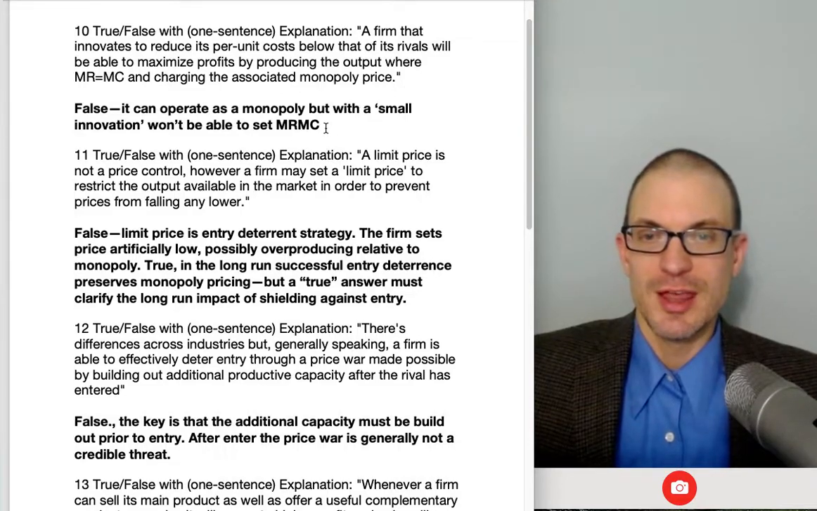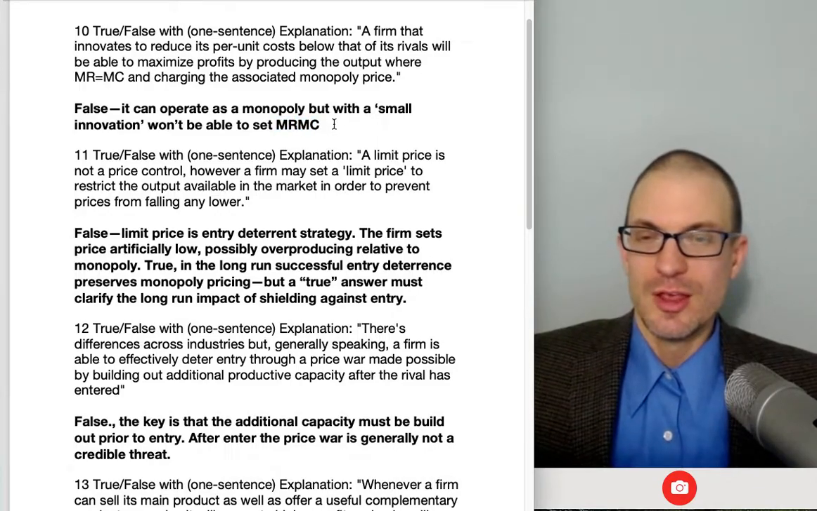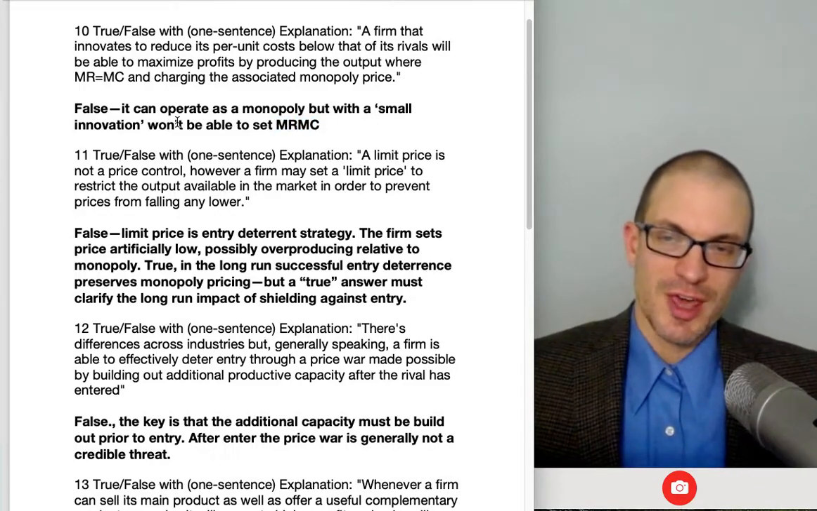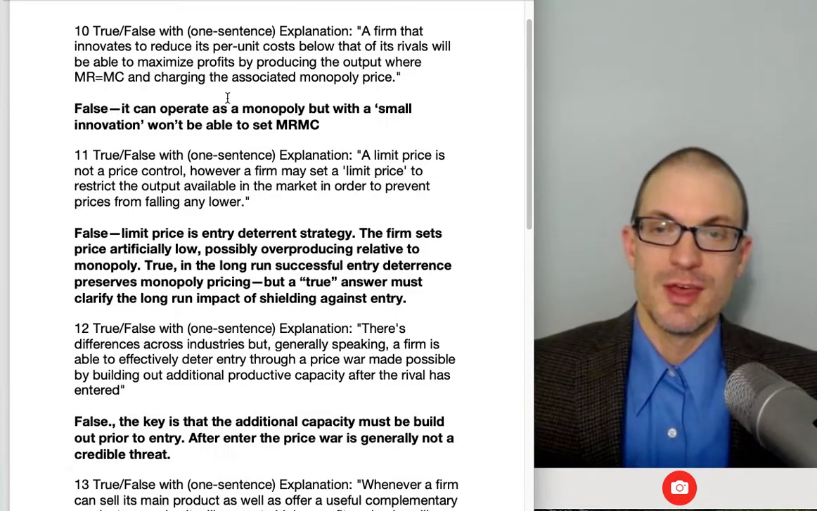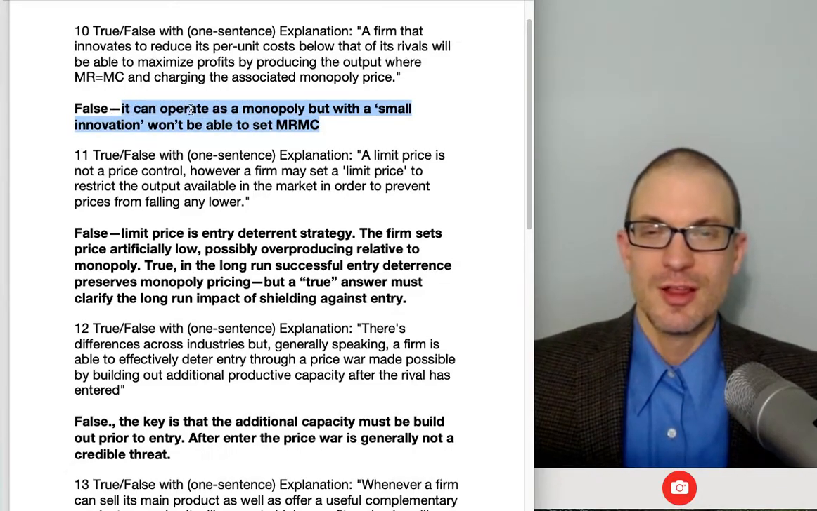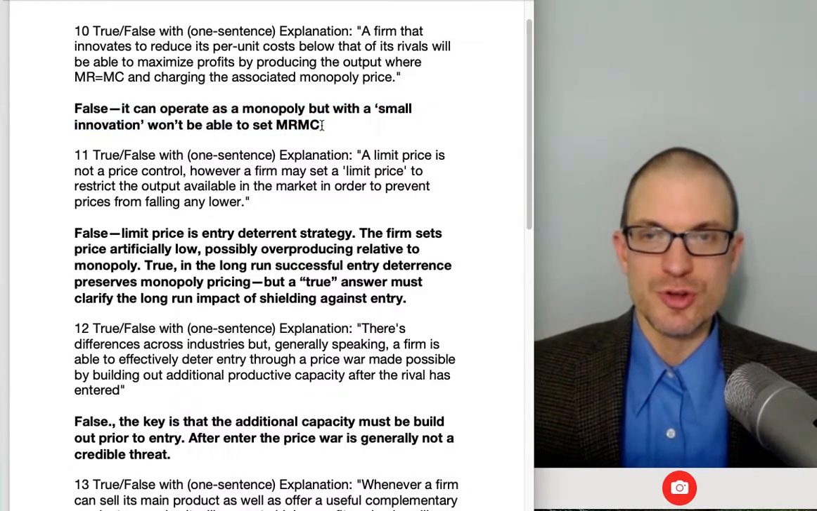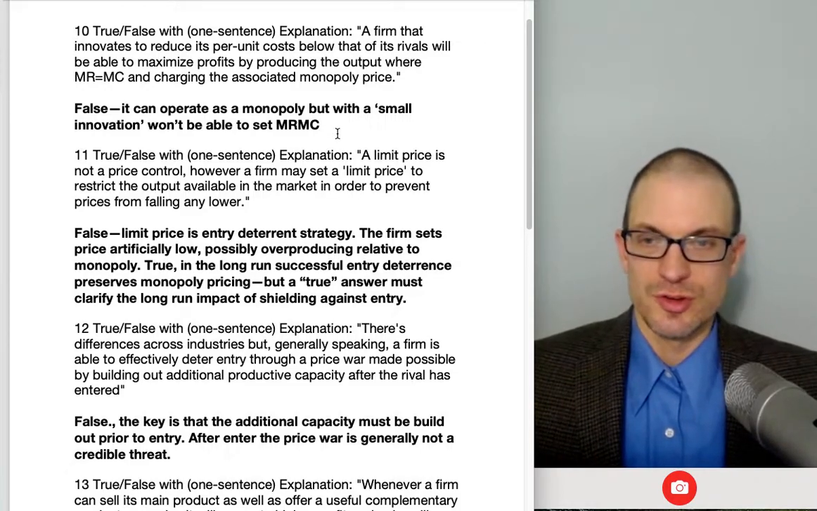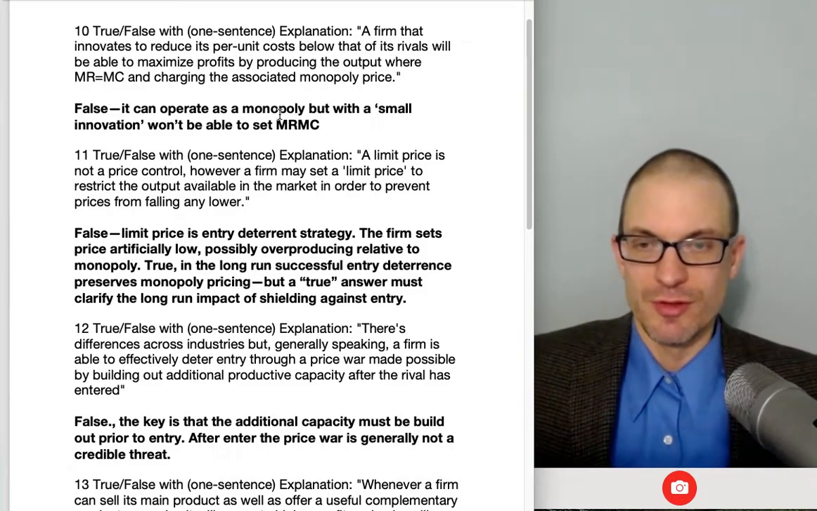No, the problem is, if you had a small innovation, you wouldn't be able to produce where marginal revenue equals marginal cost. So for these, I'm looking for you to say, firstly, whether the statements are true or false correctly. They should all be false. And then for the explanation, what I'm really looking for is a contrast between small innovation and large innovation. If you have a large innovation, you can produce where marginal revenue equals marginal cost, and then you're just a standard monopoly. If not, you can still operate as a monopoly, but you're not going to be able to produce where marginal revenue equals marginal cost. Instead, you're just barely going to be able to undercut the rivals.